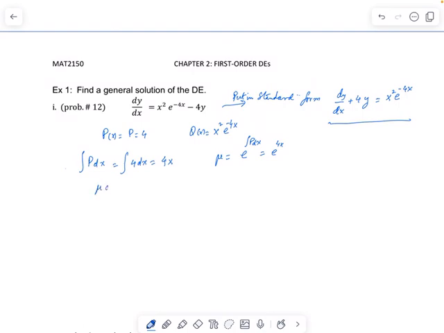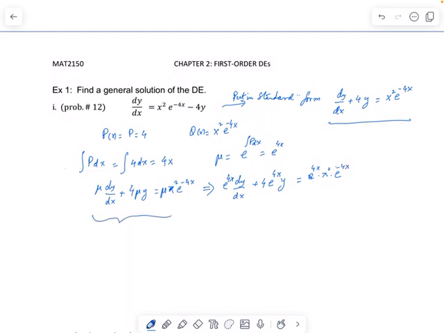Now the step is to multiply your equation in standard form by mu. So I multiply that, so mu dy by dx plus 4 mu y, and then we have to replace mu by its expression, mu times x square e to the negative 4x, which means e to the 4x dy by dx plus 4 e to the 4x y is equal to e to the 4x times x square times e to the negative 4x.